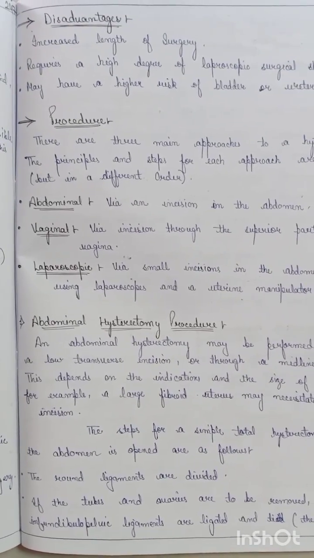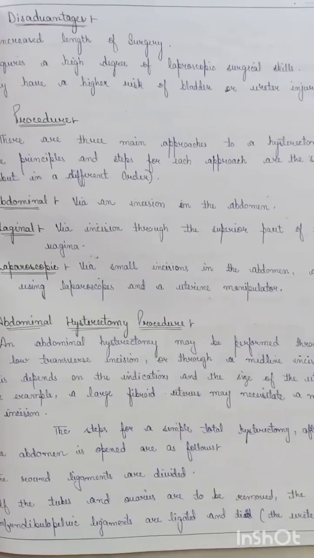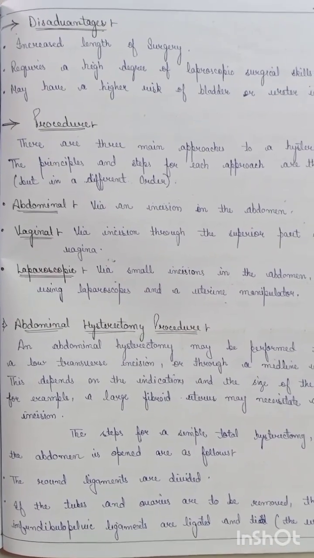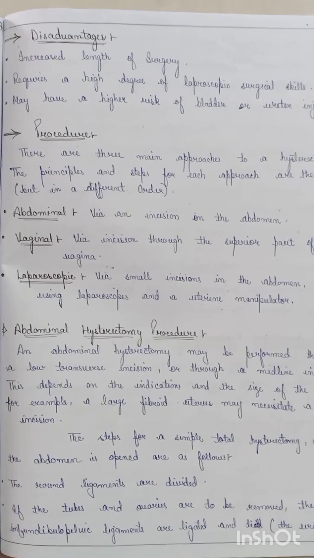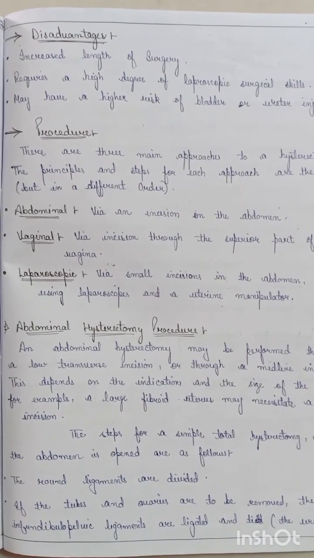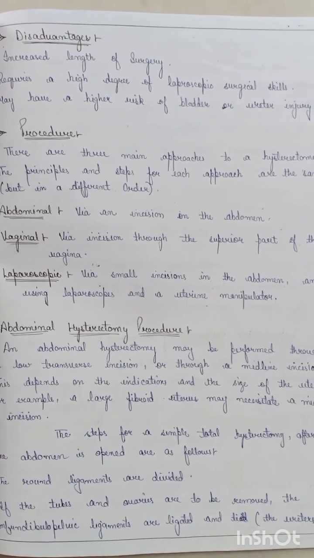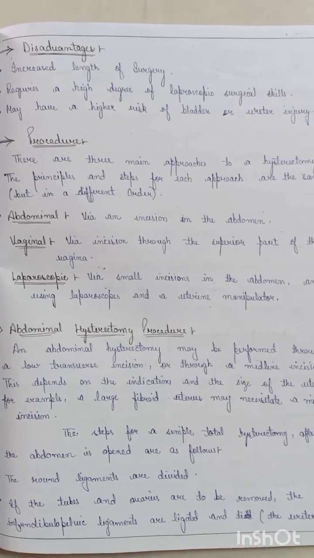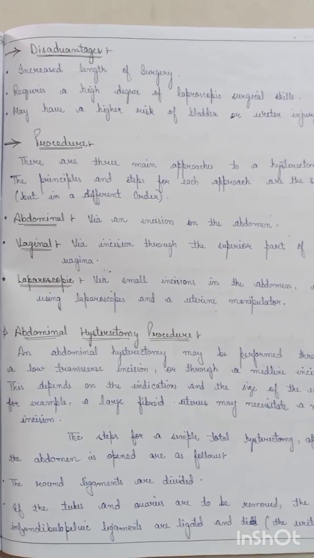Abdominal hysterectomy procedure. An abdominal hysterectomy may be performed through a low transverse incision or through a midline incision. This depends on the indications and the size of the uterus. For example, a large fibroid uterus necessitates a midline incision.